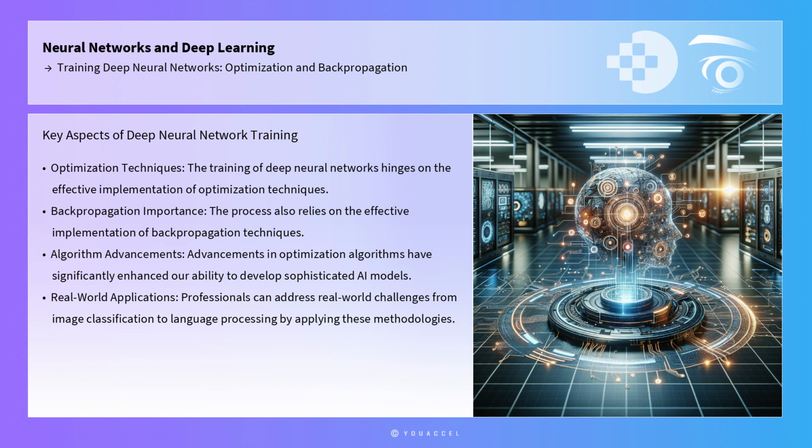In conclusion, the training of deep neural networks is a multifaceted process that hinges on the effective implementation of optimization and backpropagation techniques. The advancements in optimization algorithms, coupled with powerful frameworks and computational resources, have significantly enhanced our ability to develop and deploy sophisticated AI models. By understanding and applying these methodologies, professionals can address real-world challenges, from image classification to language processing, and harness the full potential of deep learning in their respective fields.